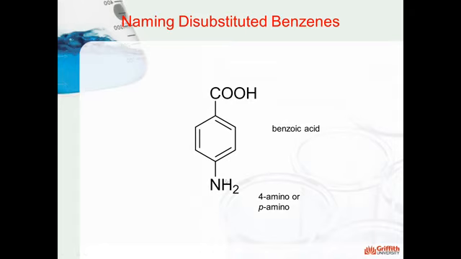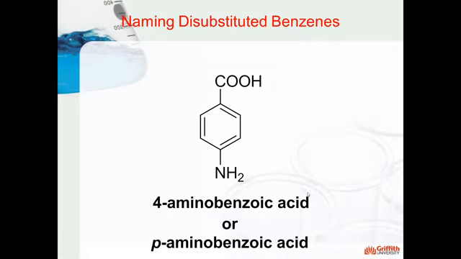So from the benzoic acid, we've got this amino group attached, and it can either be named as being attached at the 4 position, so this would be carbon number 1, 2, 3, 4 of the benzene, so the amino group is attached to carbon number 4, or for disubstituted benzenes we can use the para, meta, ortho prefixes. So 4-amino or para-amino, the p short for para. So this would be 4-aminobenzoic acid, or another way of naming it would be para-aminobenzoic acid.